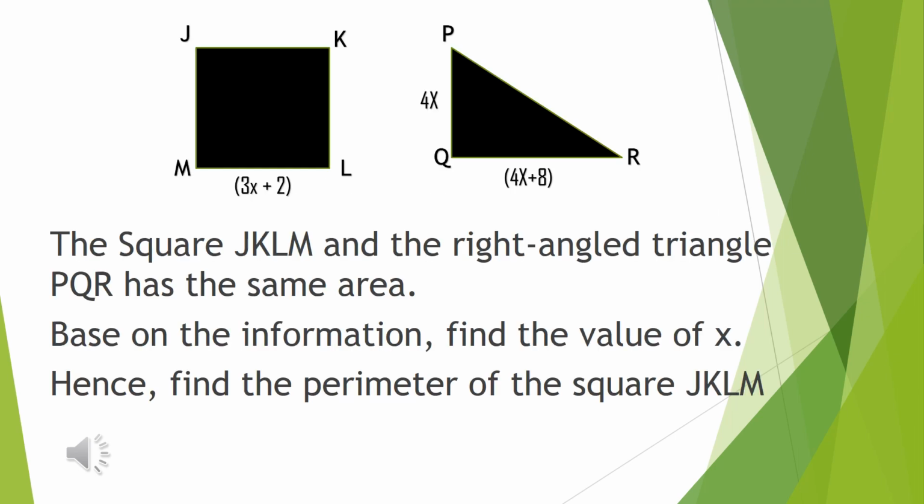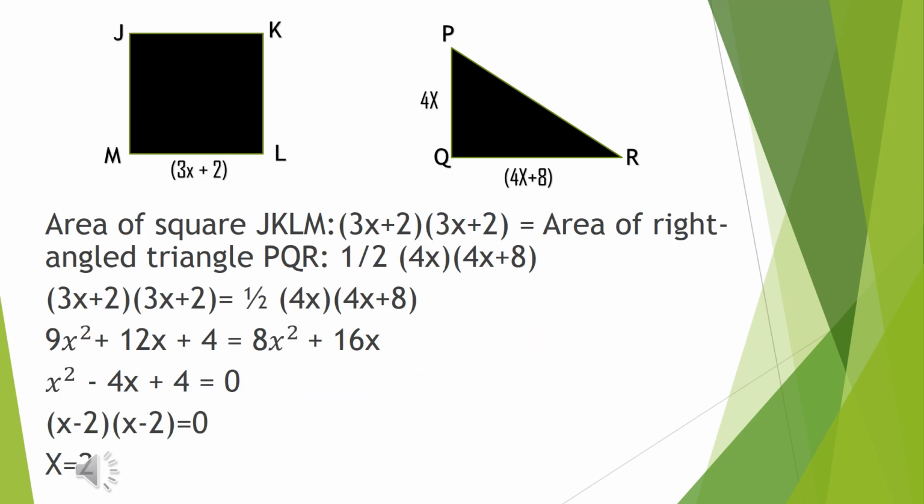So now let's look at the first question. The question states that the square JKLM and the triangle PQR have the same area, and based on the information given, we need to find the value of x, and hence find the perimeter of the square JKLM. So let's do what the question has asked us to do.